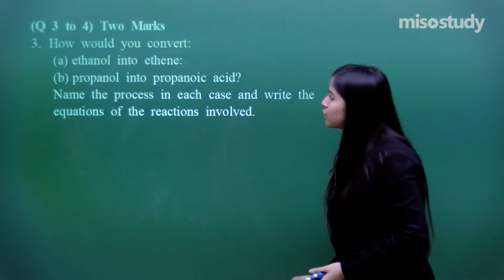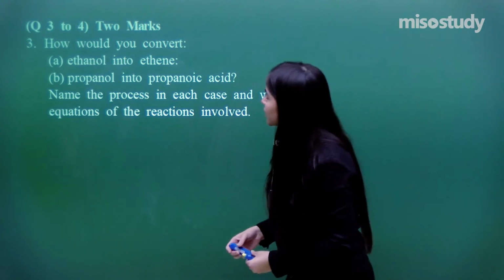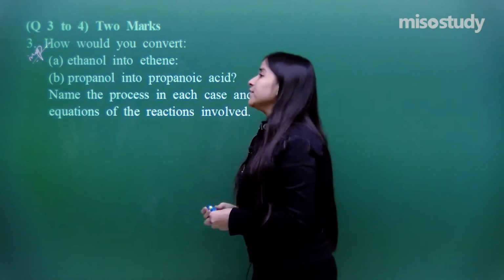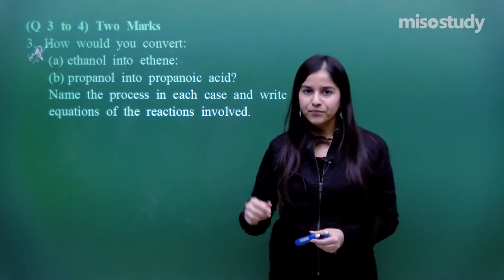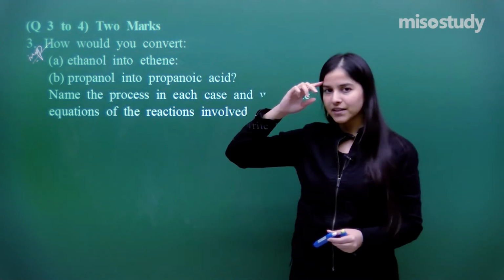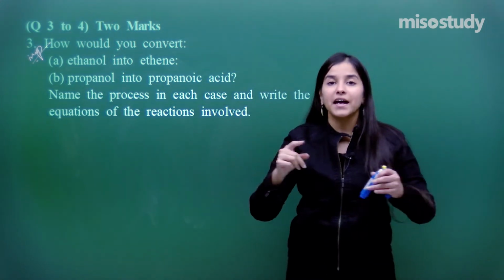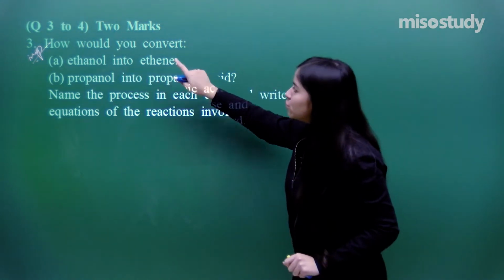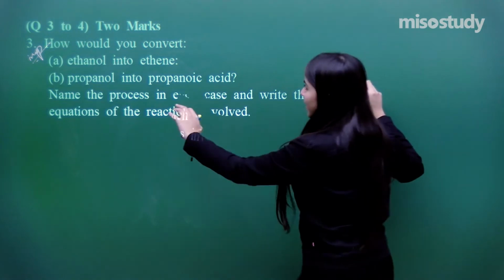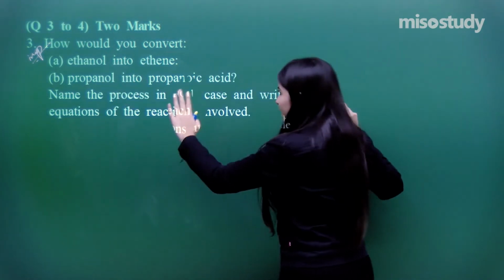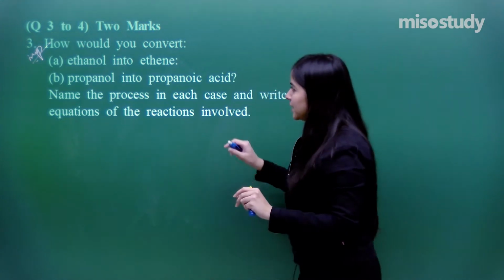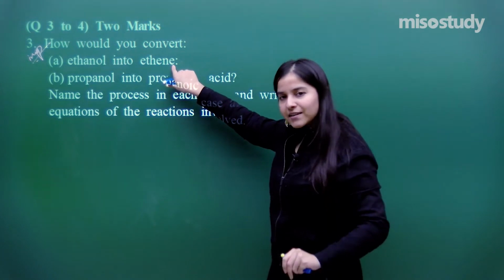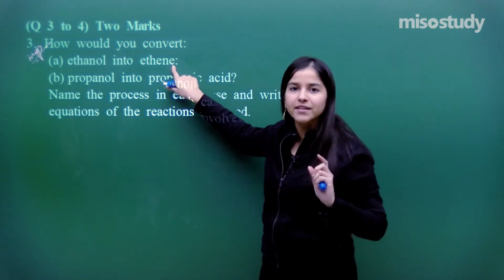Question number 3. Questions 3 to 4 would be for 2 marks. How would you convert ethanol into ethene? Now this is an important one. This kind of question is very frequent in 11th or 12th standard also, but here it's a bit basic. In those you will have many reactions applied in just 1 question. Here, I just need to tell 1 particular process which will lead to the conversion of ethanol into ethene. This chemical reaction we have studied in the lectures, fine.